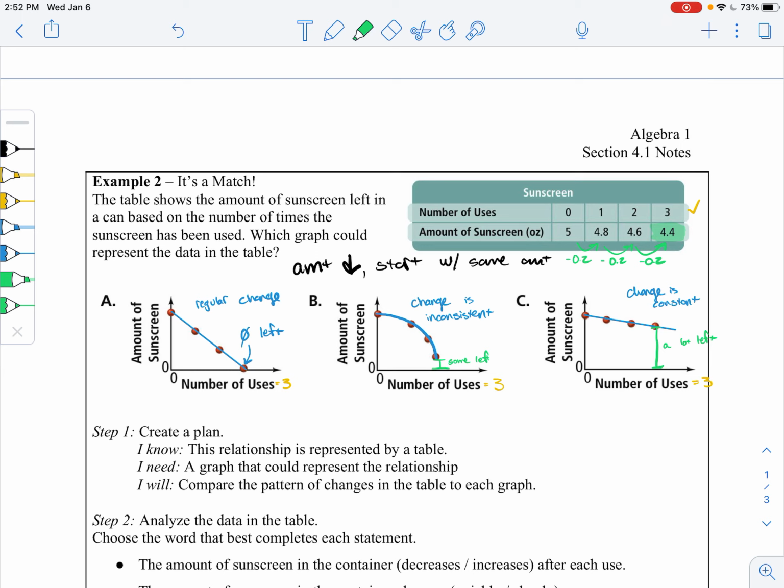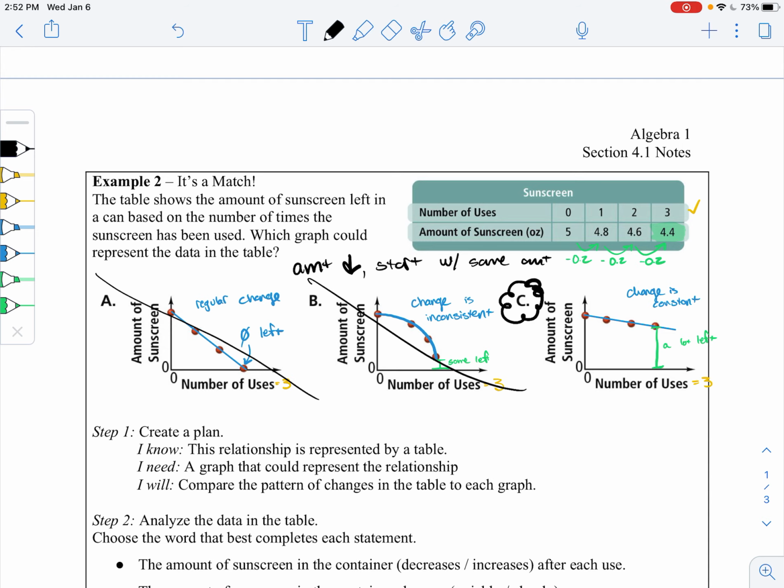So that does not match our last one, because our last one had nothing left. So that can't be it. And that does not match B either, because there's a little bit left, but the change isn't the same every time. So we'll want to go with C. Ta-da, C.